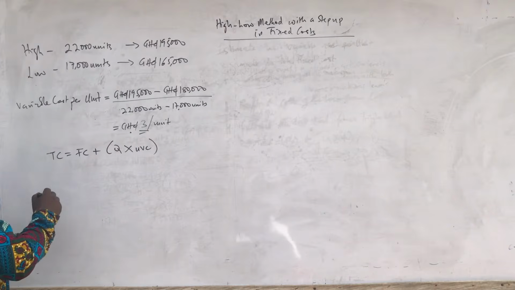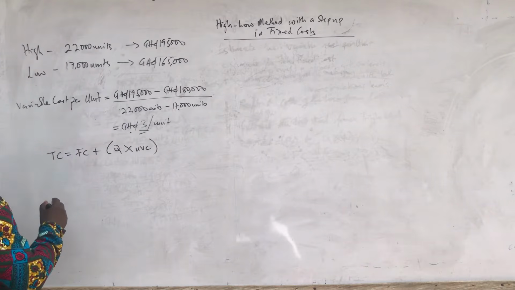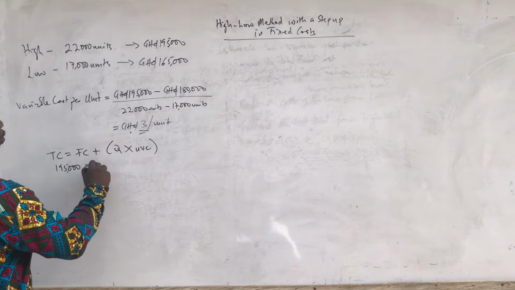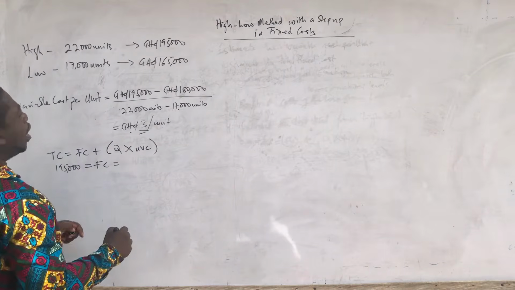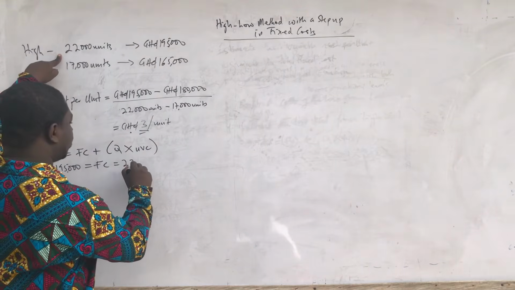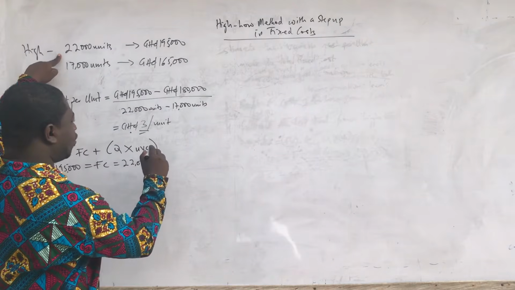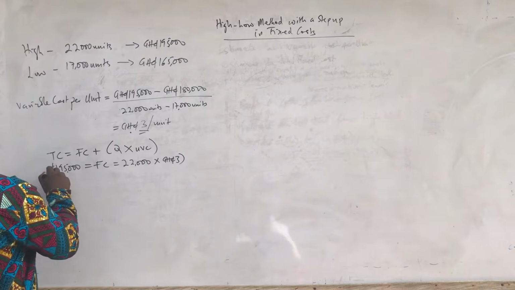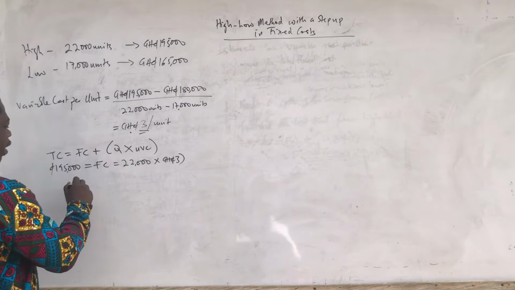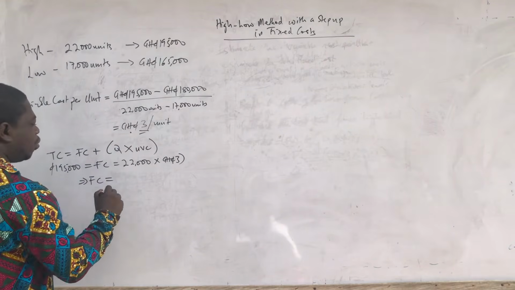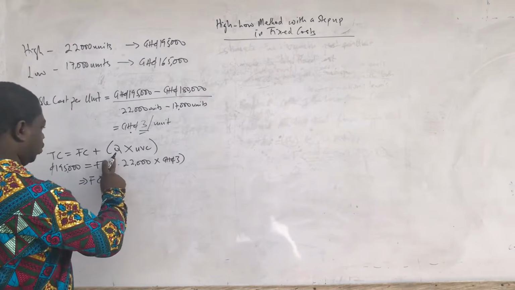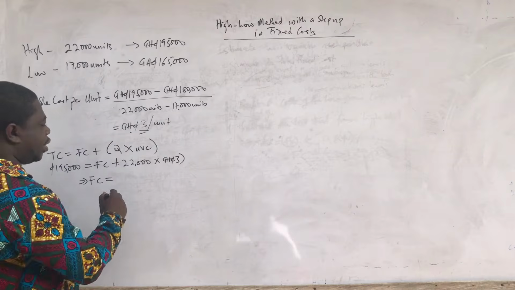Okay, and so putting that into the equation, at the higher level, the total cost is 195,000. We don't know the fixed cost. The quantity at that level is 22,000, multiplied by the variable cost per unit of 3 cedis. Okay, and that will give us that fixed cost will be equal to, sorry, there is a plus here rather.